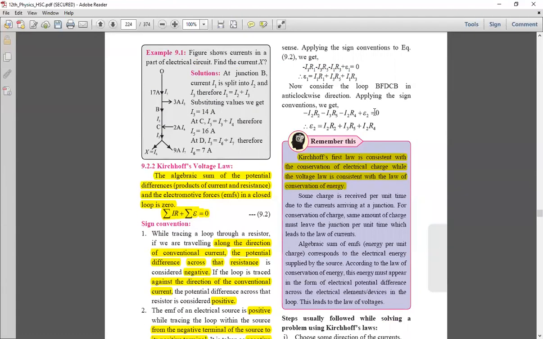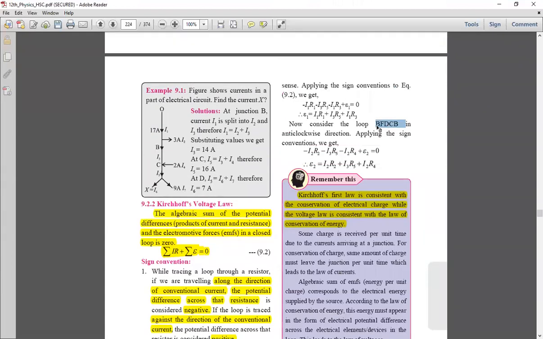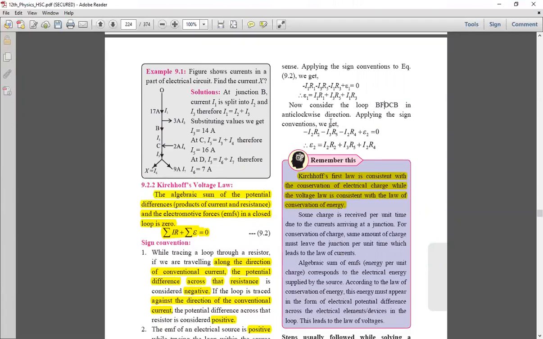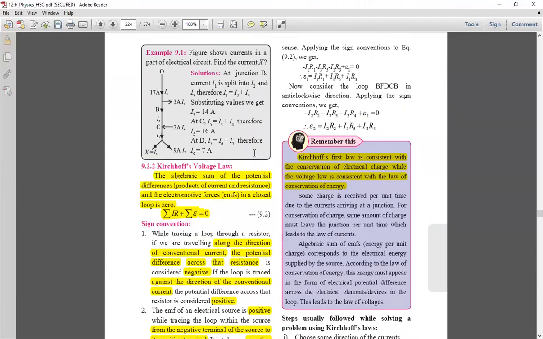Similarly, let's apply KVL to the next loop. What is the name given in the book? BFDCB. Always remember, the loop name starts from one point and also ends on that point. So what is the name? BFDCB.